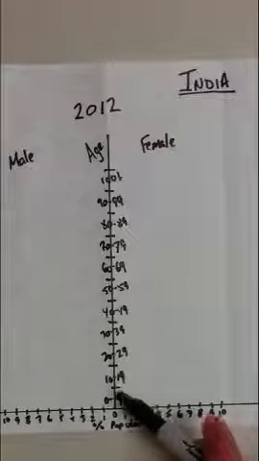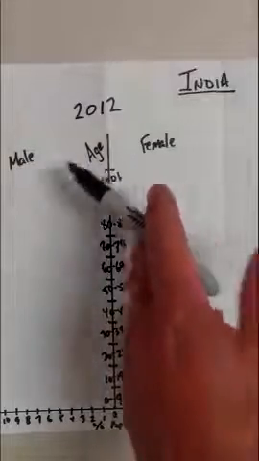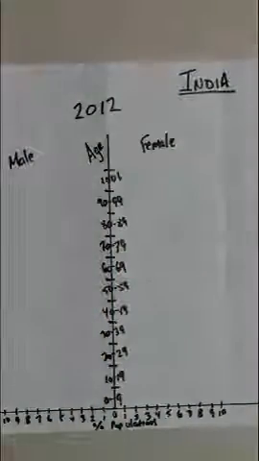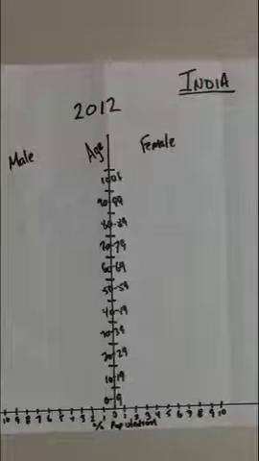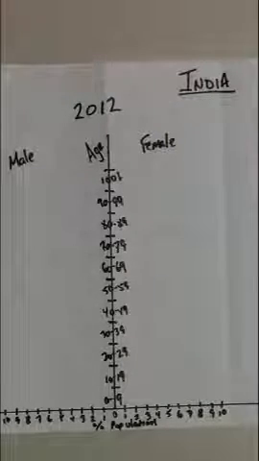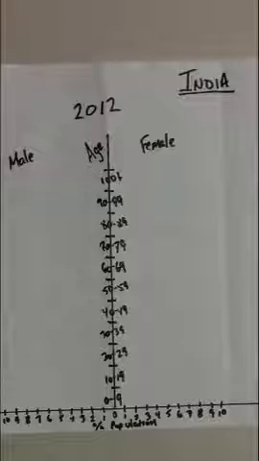I have my ages from the youngest to the oldest up top, and it's labeled. My males and females are labeled, as is the year and the country itself. I'm going to go ahead and set up the other side and get it all going, and this is what you need to do to set up your population pyramids.